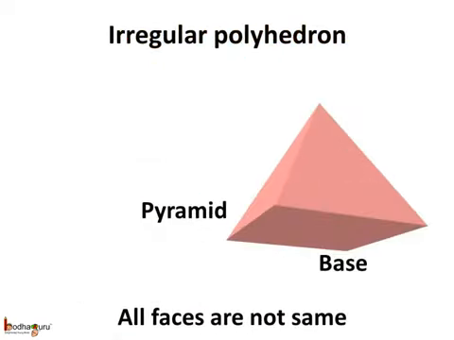So what about irregular polyhedron? If all the faces of a solid shape are not same or equal. Like here, there is a pyramid. It has a rectangular base but triangular side faces. So we can say this rectangular pyramid is an irregular polyhedron as the faces are not congruent or same.